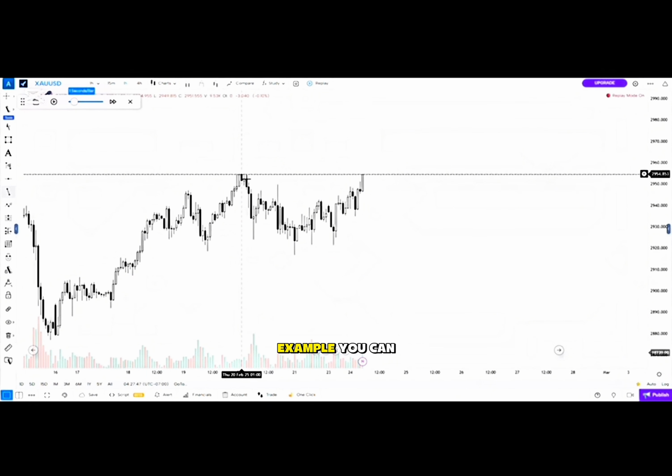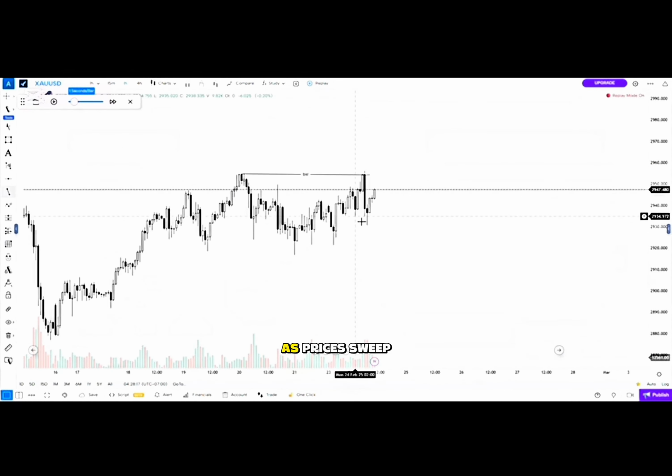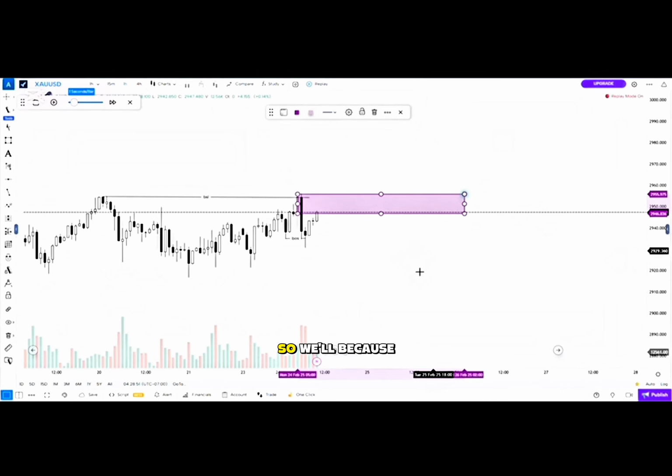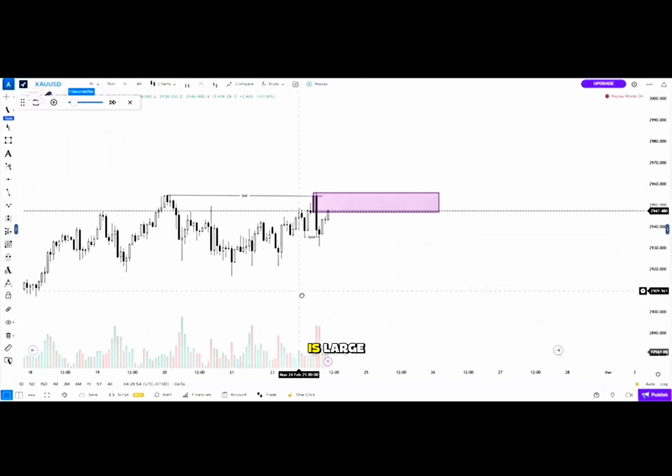So in this example, you can see prices sweep the recent swing high, also known as the buy-side liquidity. As prices sweep the buy-side liquidity, we can see prices did a break of structure towards the downside. As prices did a break of structure towards the downside, we will simply find our demand zone. So there's the demand zone. Because this demand zone is large, we won't take that much risk. We'll simply take the 50% of that demand zone. We will use a gain box for our aggressive entries.